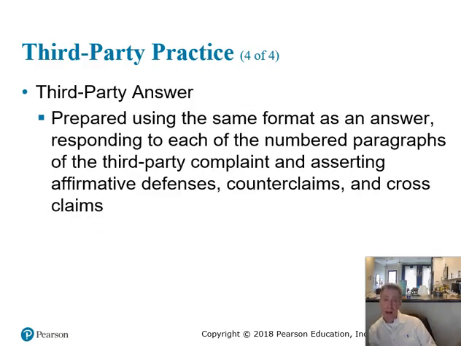The third-party answer is prepared using the same format as an answer, responding to each of the numbered paragraphs of the third-party complaint and asserting affirmative defenses, counterclaims, and cross-claims. Okay.